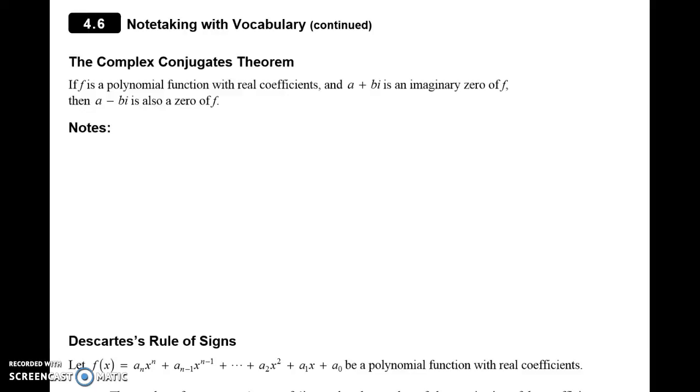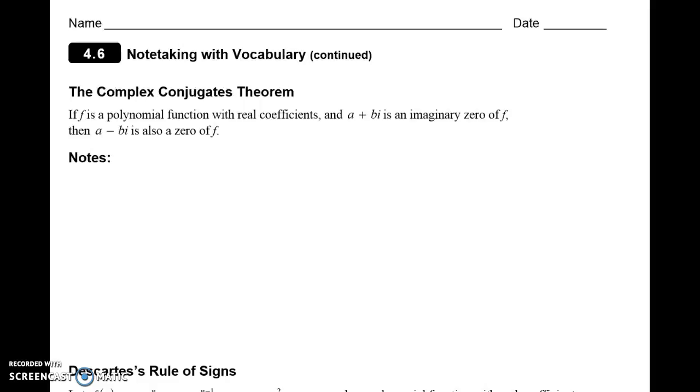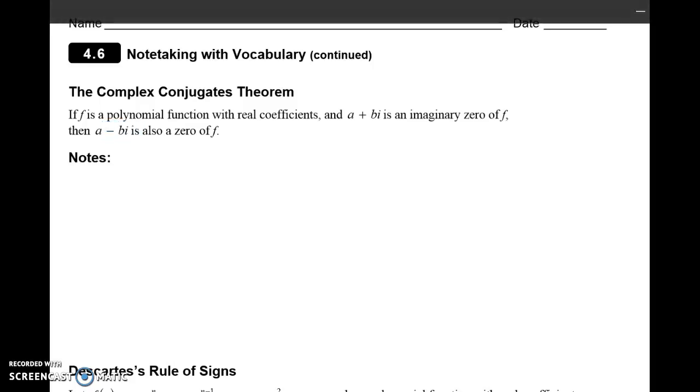This is similar to the square roots irrational theorem that we talked about yesterday in class, except instead of the square root of a number, we have a plus bi. Before we had a plus square root b. So for this theorem, it says if f is a polynomial function with real coefficients, we're going to say bi is an imaginary zero. We're pretending a is 0 for now. And then negative bi is also a zero of f.